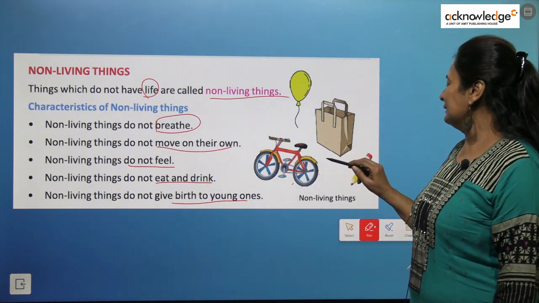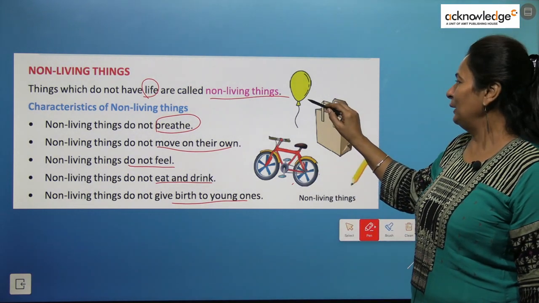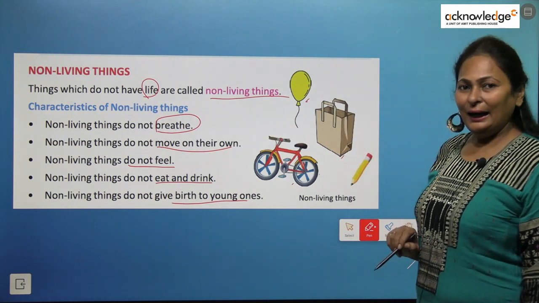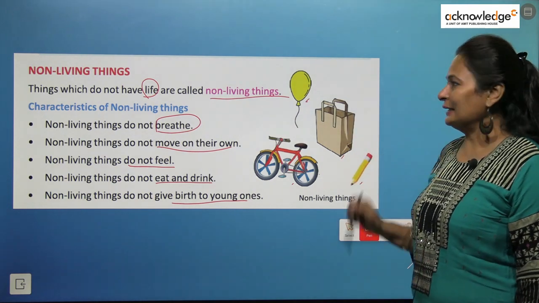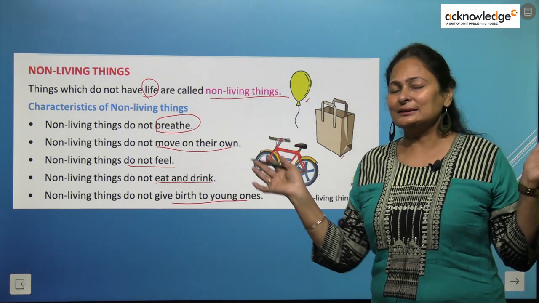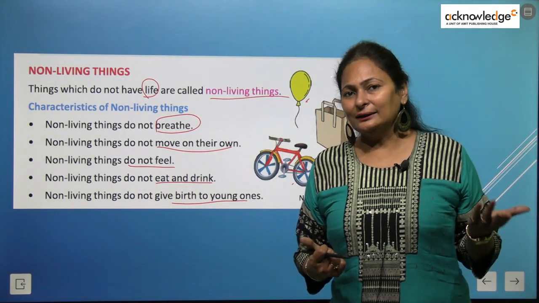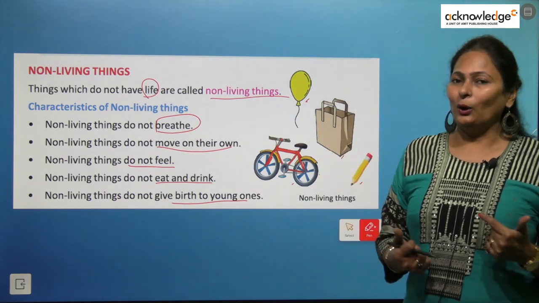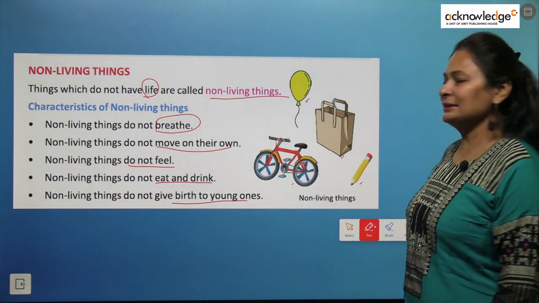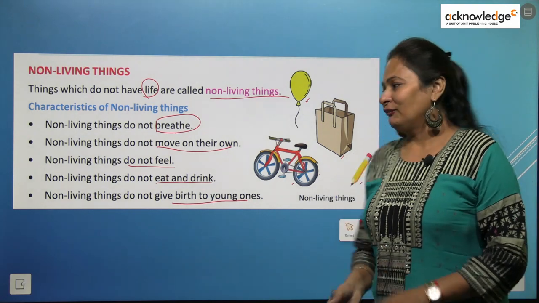So all these are examples. A balloon, bag, pencil, cycle, right? So many things around you. You can find out whether the things are non-living or living. Have you understood, kids? Very good.